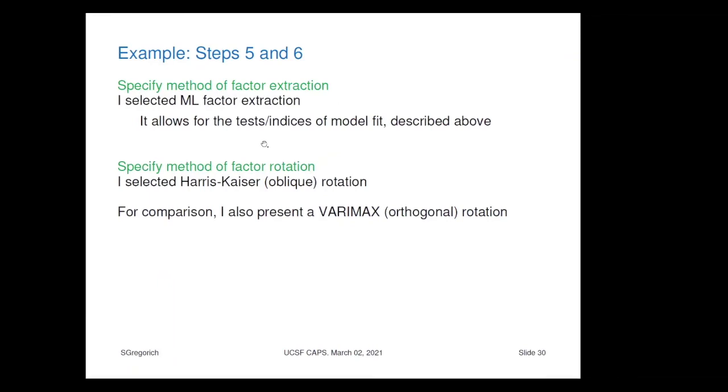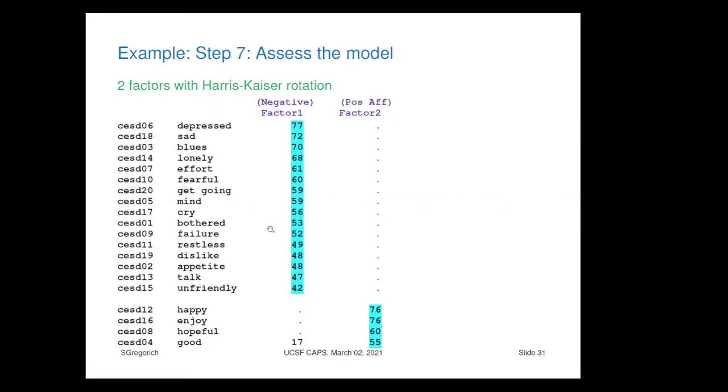So then I'm going to specify maximum likelihood EFA because it allows me to get at the CFI. I'm going to specify Harris-Kaiser oblique rotation, but I'm also going to present some varimax orthogonal rotation just to show what you sacrifice if you choose an orthogonal rotation. So here's a 2-factor model with Harris-Kaiser rotation.